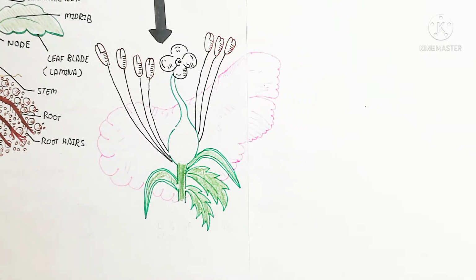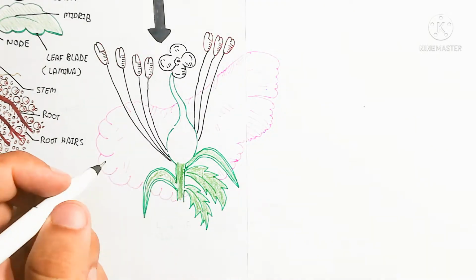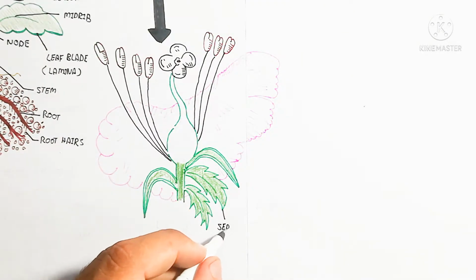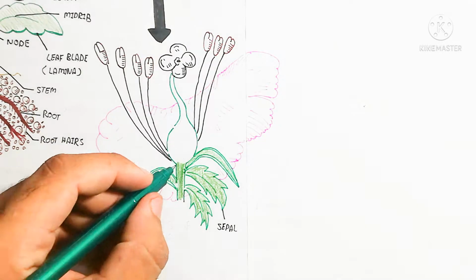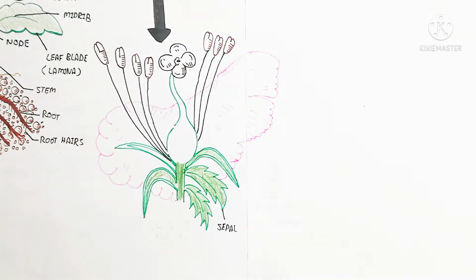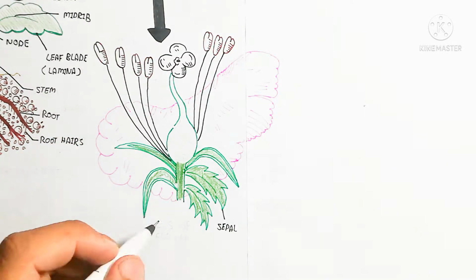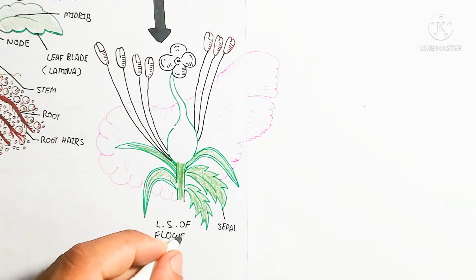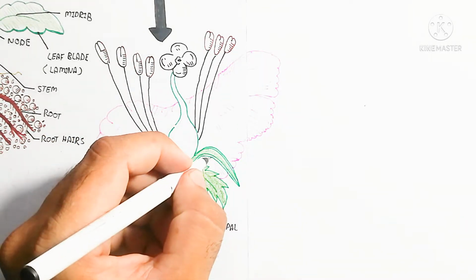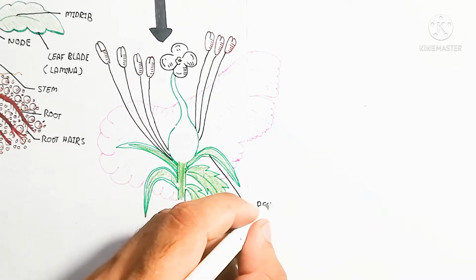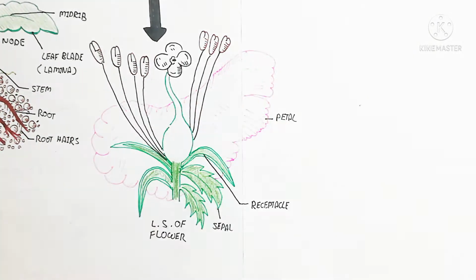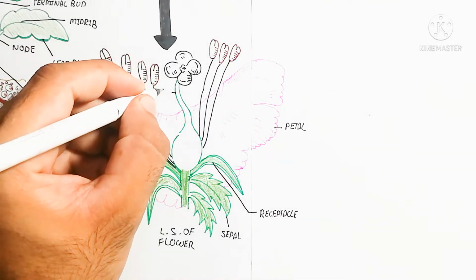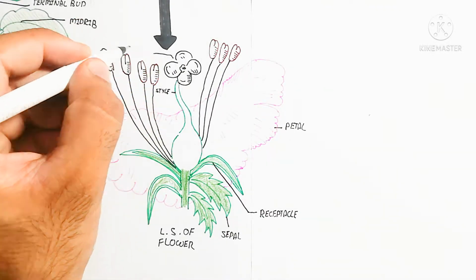So here is the flower. The flower is basically hermaphrodite. Hermaphrodite means male and female sexual organs are present in the same flower or in the same plant. So here is a longitudinal section of the flower, and here is the sepal, and here is the petal. The petal is pink in color, as shown in the figure.